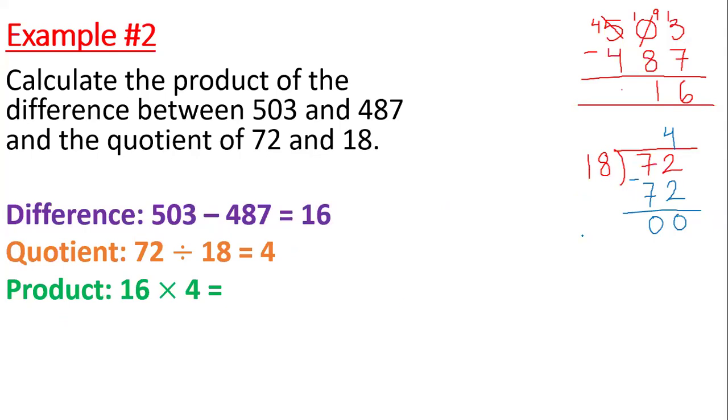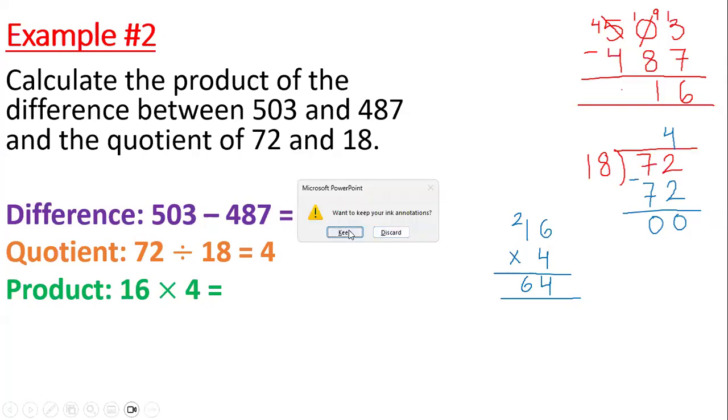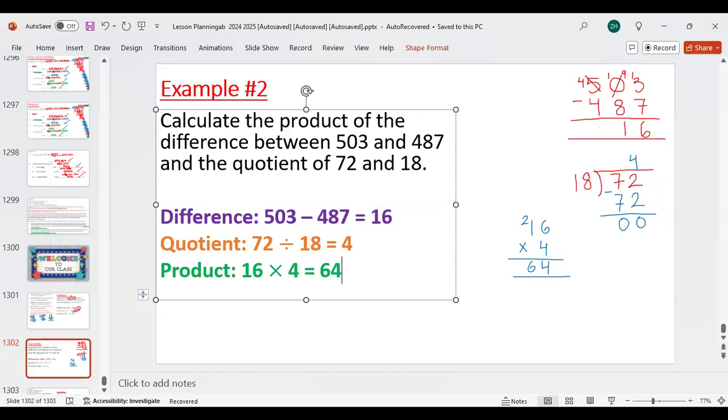So it's going to be 16 multiplied by 4. 4 times 6 is what? 24. Put the 4 down, put the 2 up. 4 times 1 is 4. Plus 2? 6. Very good. It's going to be 64. And so the answer here is going to be 64.